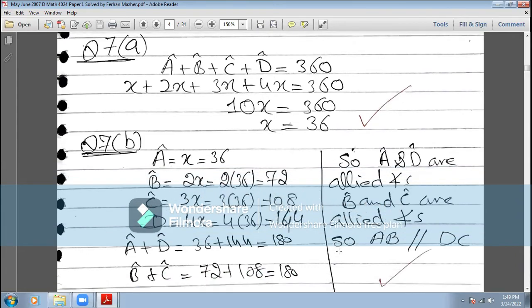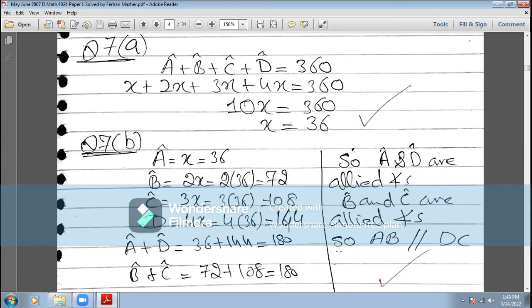In the B part, they want us to show that the AB side is parallel to the CD side. So the angle A is 36, the angle B will be 2 into 36, 72, the angle C will be 3 into 36, and that will be 108. And the angle D will be 4 into 36, and that will be 144. You see, if you add angle A and angle D, 36 plus 144, it will be 180. If you add angle B and C, you get 72 plus 108, and that will be 180.